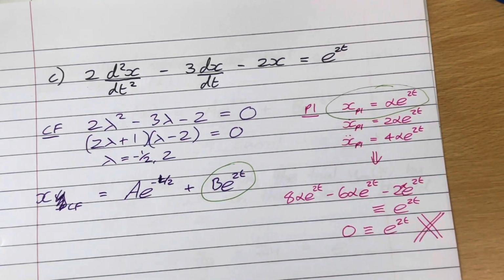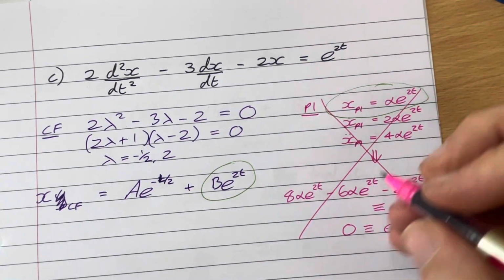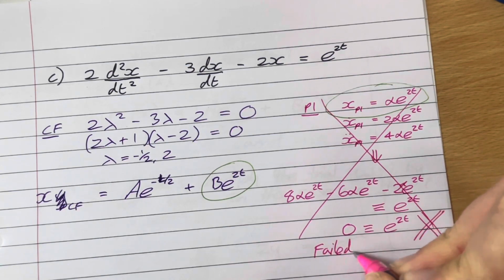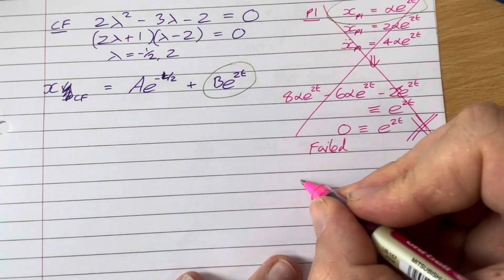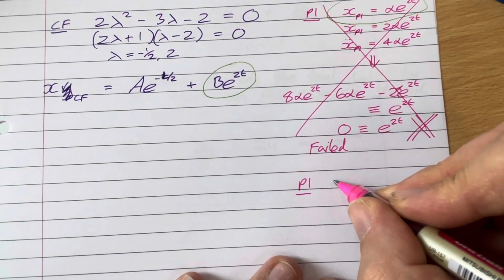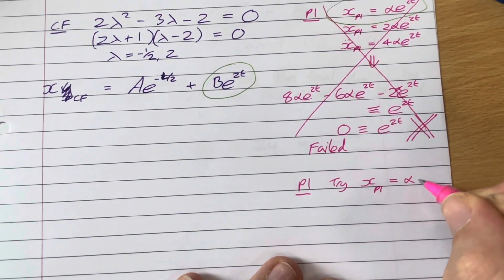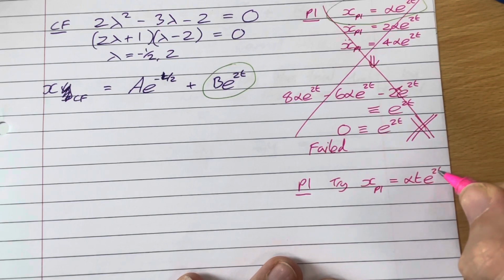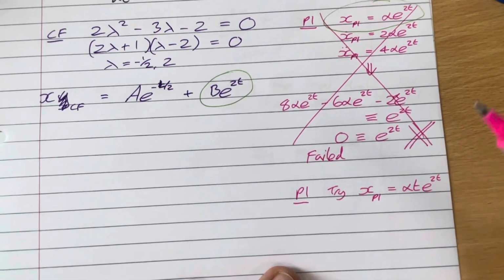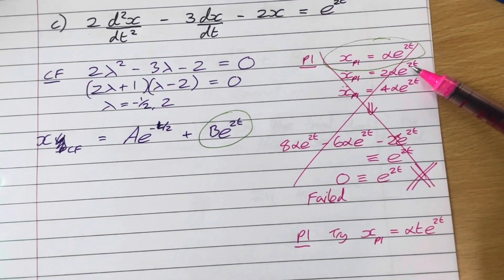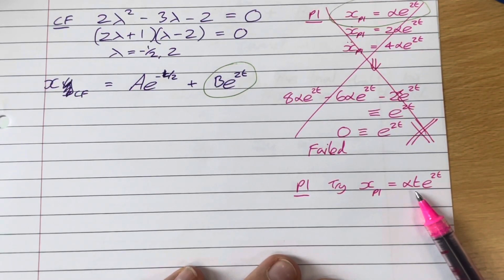Okay, so this one failed, but now we're going to try it with the next one up. So we're going to try xpi is equal to alpha t e to the 2t. So if ever it's going to fail, then you should times it by t and run it again.